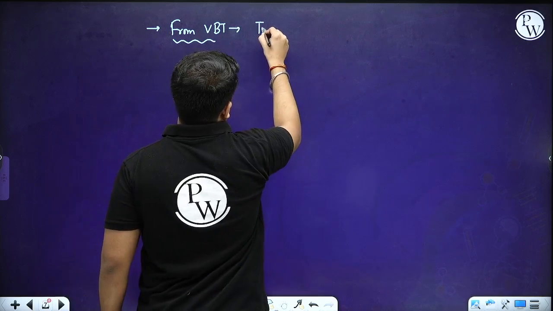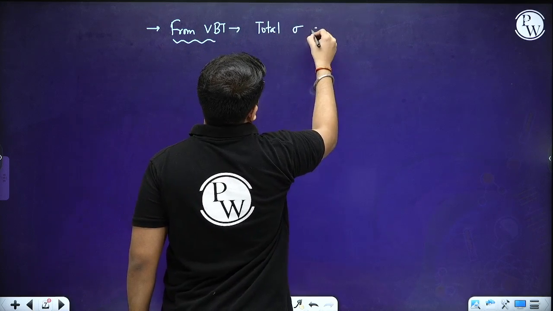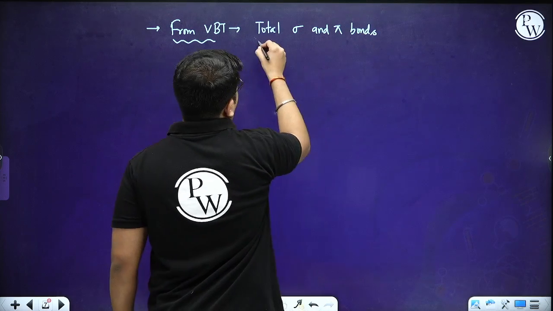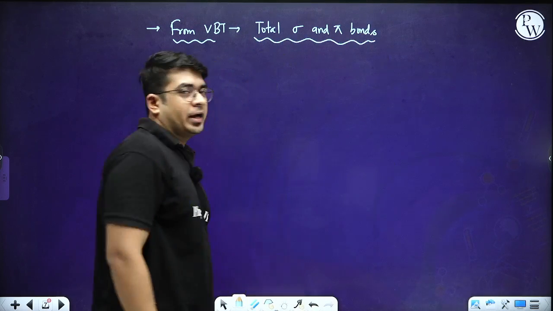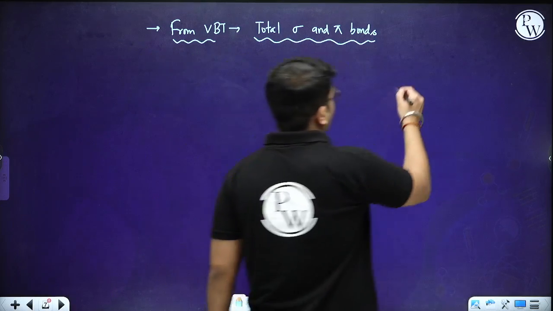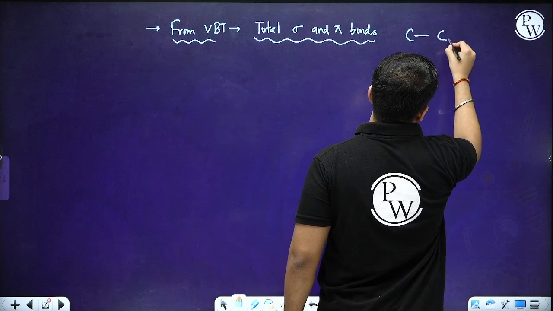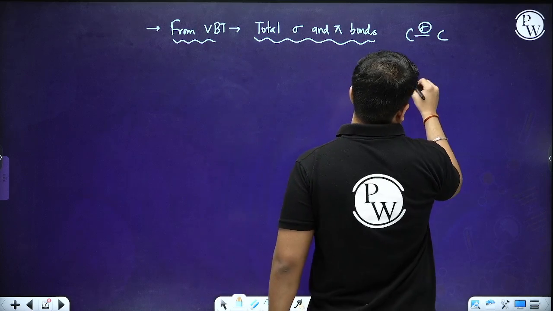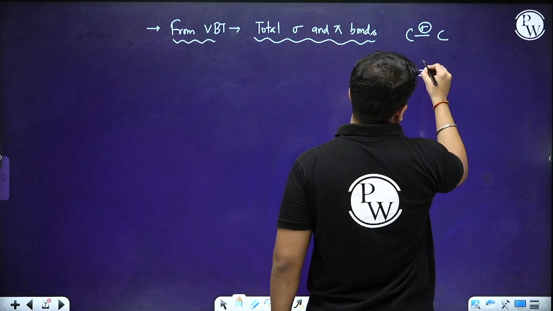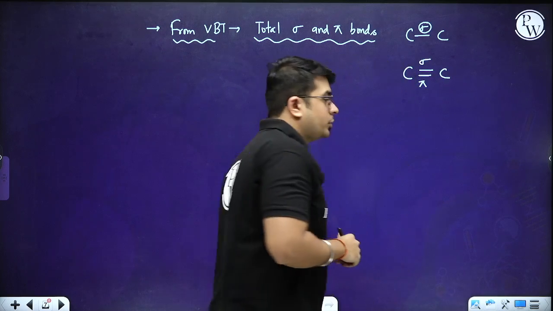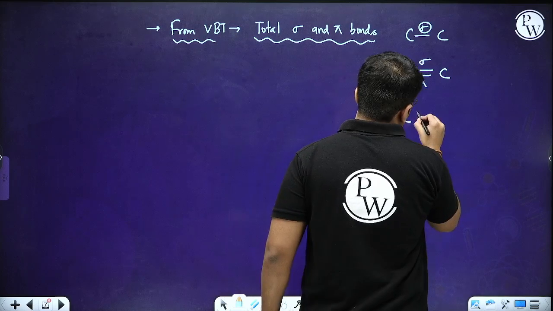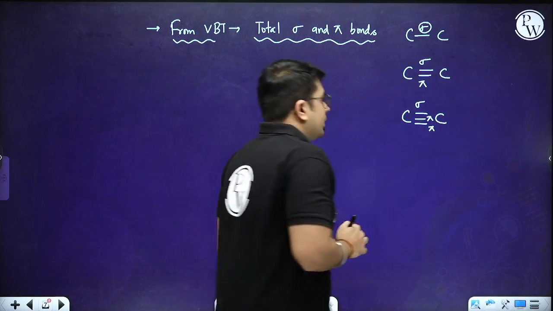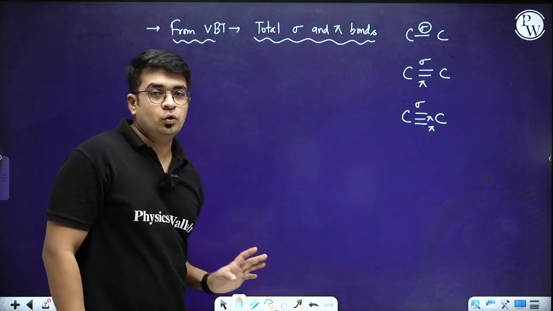is basically total sigma and pi bonds. Okay, total sigma and pi bonds. So when only single bond is present, so carbon single bond carbon, this bond is going to be sigma. If it is carbon double bond carbon, according to VBT, one should be sigma and another should be pi. In case of a carbon triple bond carbon, one is sigma, the rest two are pi bonds. This is the basic nature according to VBT.